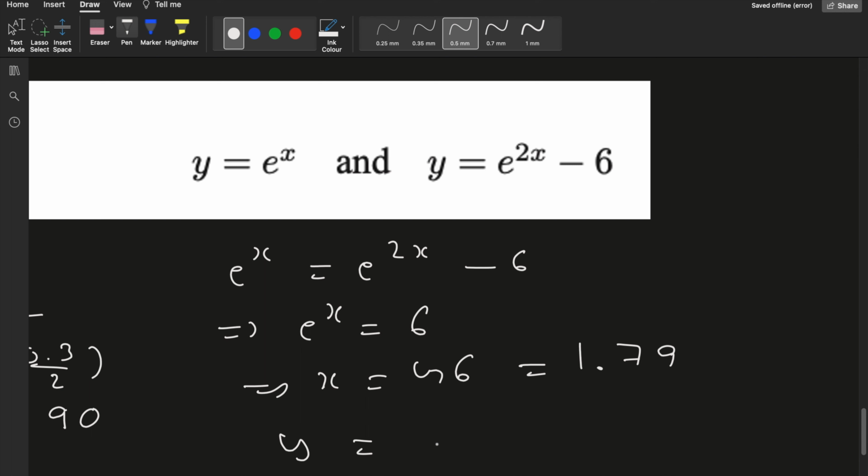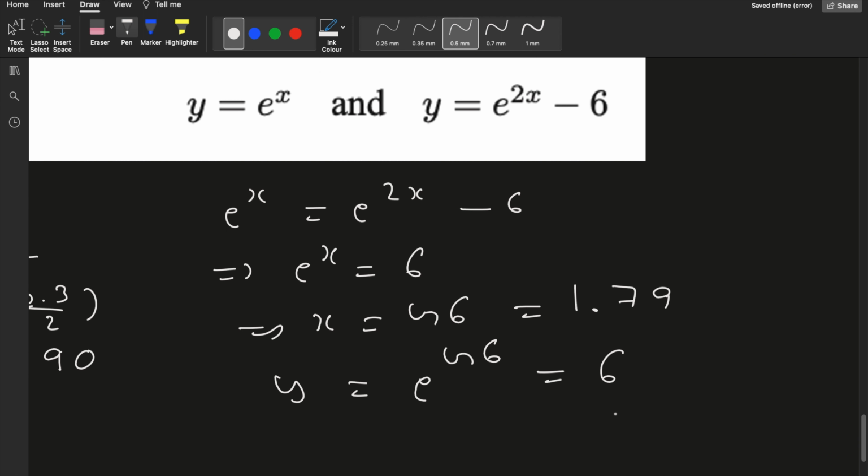And y would be 6, I think. Yeah, it's 6. So the intersection point would be 1.79, 6. So that's our final answer.